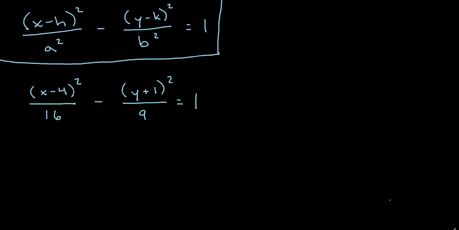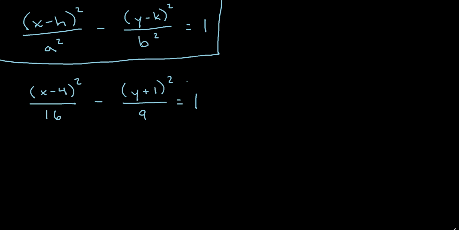In this video, we'll talk about how to find the vertices, the foci, and the asymptotes of a hyperbola. So recall a hyperbola has the following equation: (x minus h) squared over a squared minus (y minus k) squared over b squared is equal to 1. So let's take a look at an example.